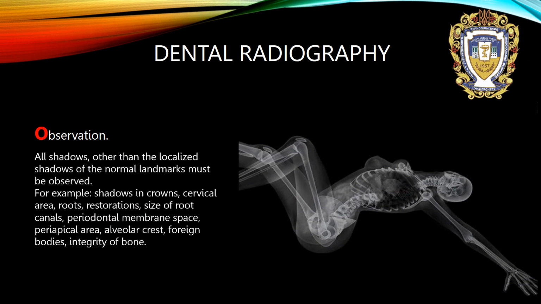Observation. All shadows other than the localized shadows of the normal landmarks must be observed. For example, shadows in crowns, cervical area, roots, restorations, size of root canals, periodontal membrane space, periapical area, alveolar crest, foreign bodies, integrity of bone.